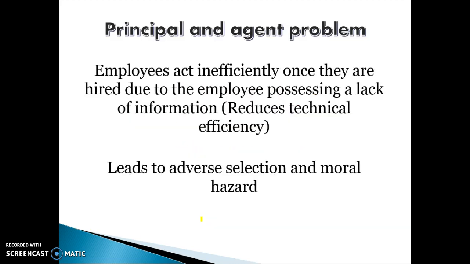Okay, the principal and agent problem is related to employment contracts, when employees act inefficiently once they are hired because they know that their employer lacks information about their progress. That leads to them hiring the wrong people. And it can also lead to adverse selection because firms are reluctant to hire new people. And it's also a moral hazard because they're not acting in the way that's best for their employer.